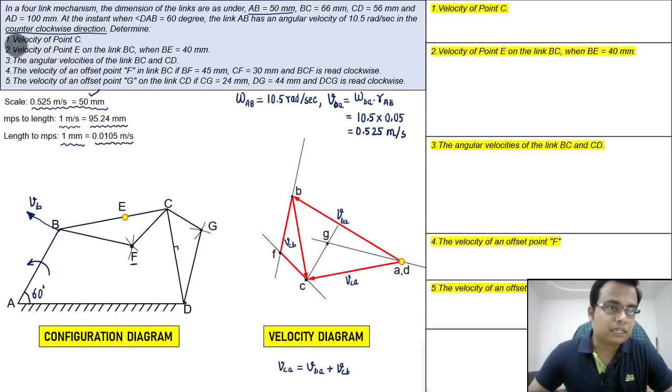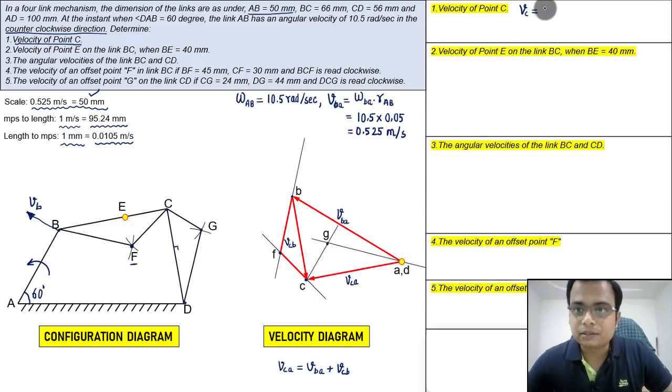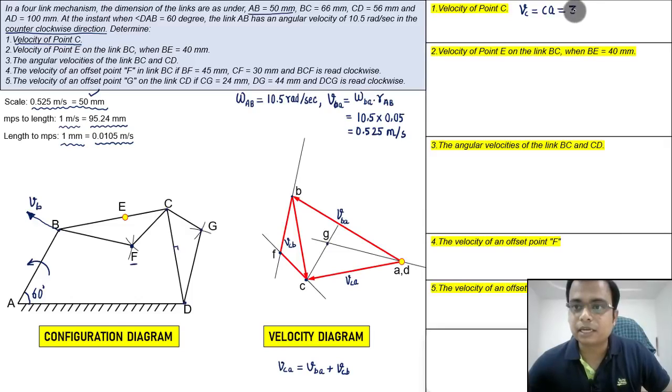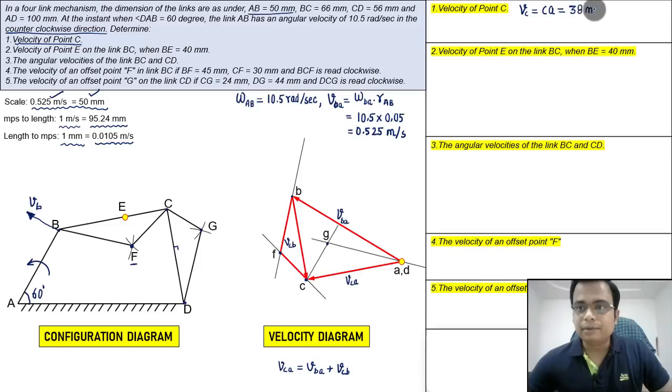Okay guys, so the first thing is velocity of point C. So point C is right here. Fine. So you need to keep your scale over here, and just try to measure this from C to A. Let me write this, C to A, and this measurement is going to work out as 38 millimeters. Okay, if you have taken the same scale, 0.525 meter per second is equal to 50 mm, you will get this value. Okay, and this is in millimeters.